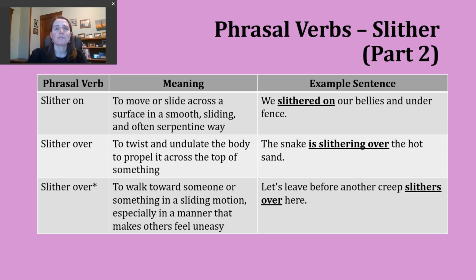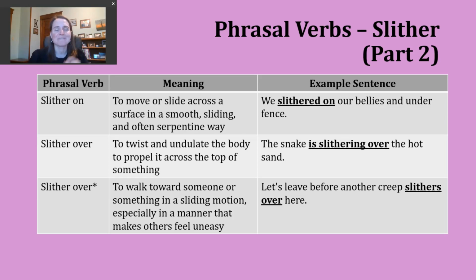The last phrasal verb we'll discuss today is to slither over. Our first definition of this, of course, goes back to that twisting movement of the body, making it propel itself across the top of something. So, an example of this: the snake is slithering over the hot sand. Here's a present progressive sentence describing an ongoing action or something that's happening now. Okay?